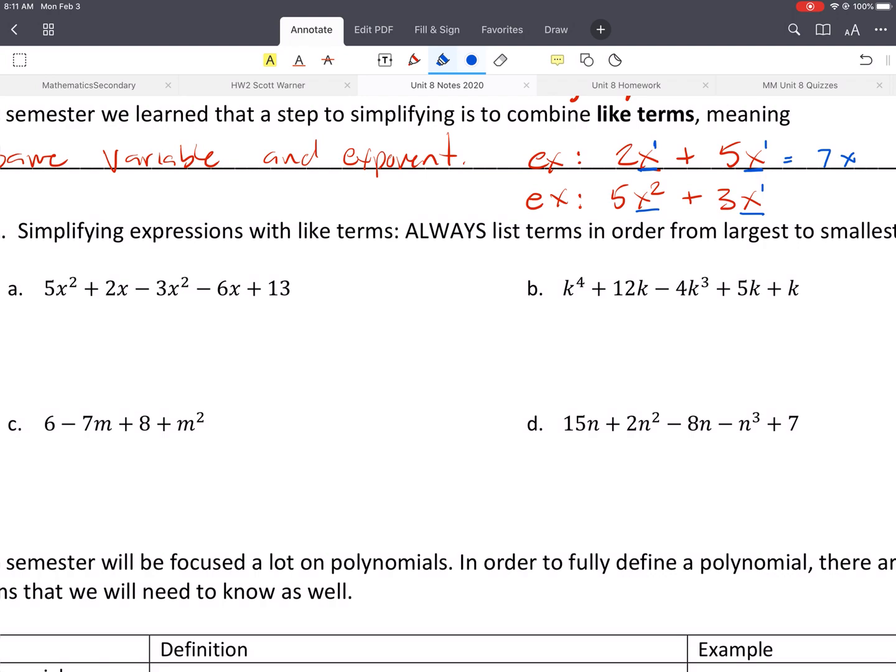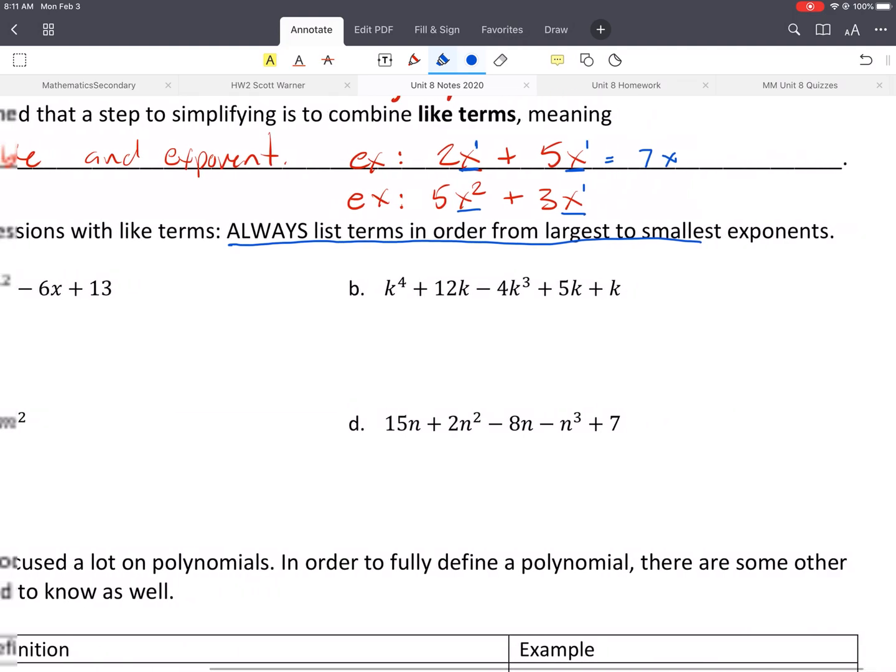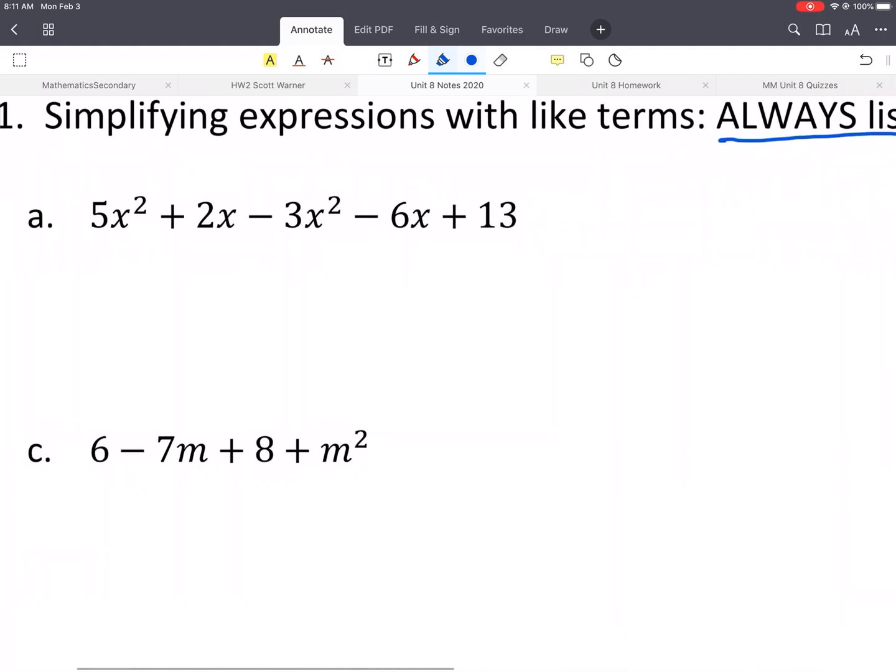I also want to mention that we should always write or list terms in order from largest to smallest, ending with the constant. So, for example, if we want to write them from highest to lowest exponents, let's start by looking at the highest exponents. We have x squared. That would be the highest exponent. So we're going to combine like terms because they have the same base and same exponent. We'll do 5 minus 3. That gives you 2x squared.